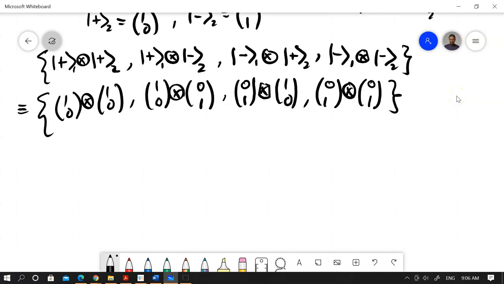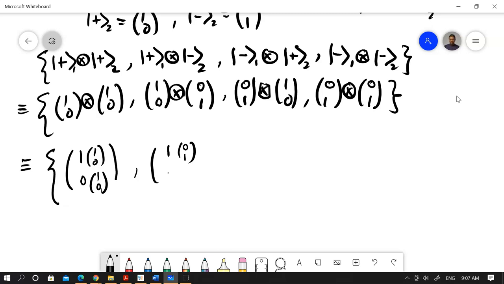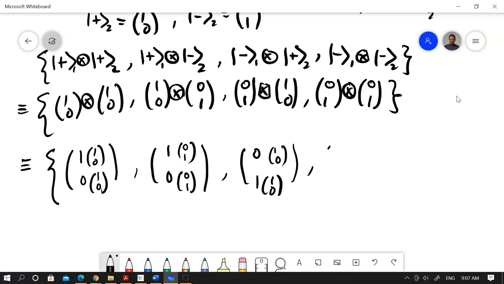This can be written as 1 times 1, 0 here, 0 times 1, 0 here, 1 times 0, 1 here, 0 times 0, 1 here, 0 times 1, 0, and 1 times 1, 0. This will be 0 times 0, 1. I hope I get the right thing. And this is just a shorthand kind of thing.